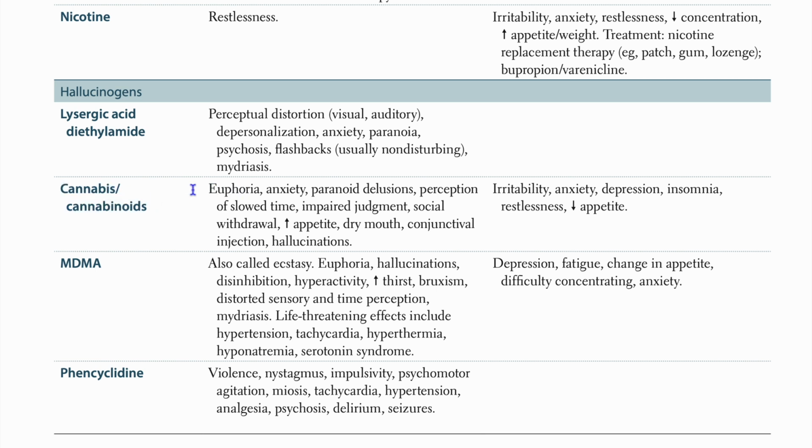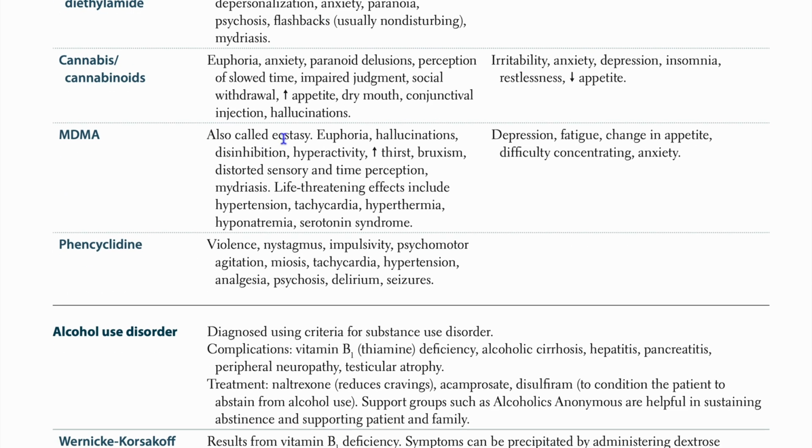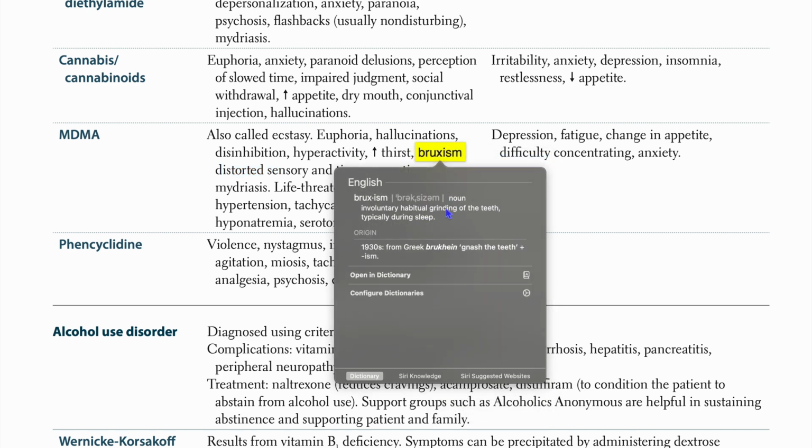Cannabis, or cannabinoids, or weed: it gives them euphoria and anxiety, paranoid delusions, perception of slowed time, impaired judgment, social withdrawal, increase in appetite, dry mouth, conjunctival injection, hallucinations. Okay, and for withdrawal: irritability, anxiety, depression, insomnia, restlessness, and decrease in appetite. MDMA, also called ecstasy: euphoria, hallucination, disinhibition, hyperactivity, increase in thirst, bruxism, that's teeth grinding, right?